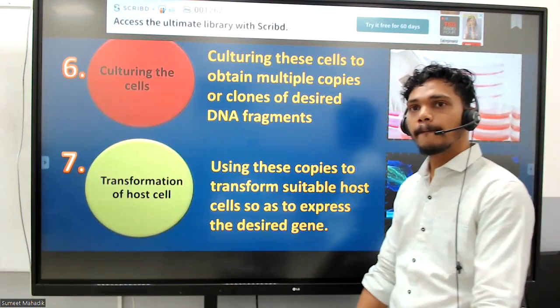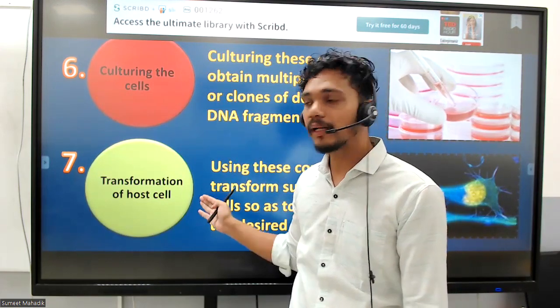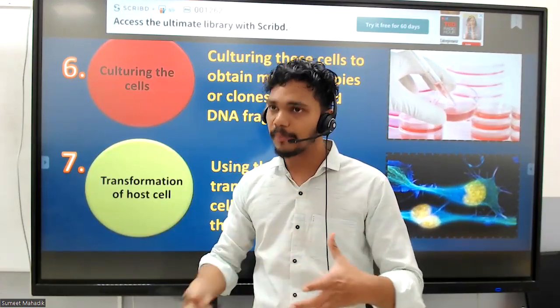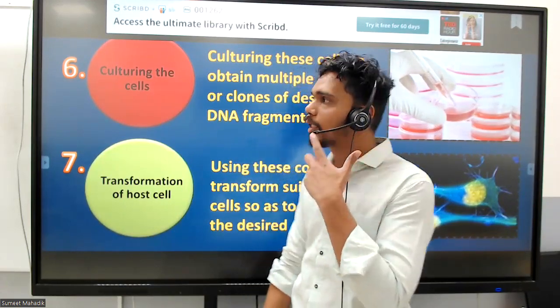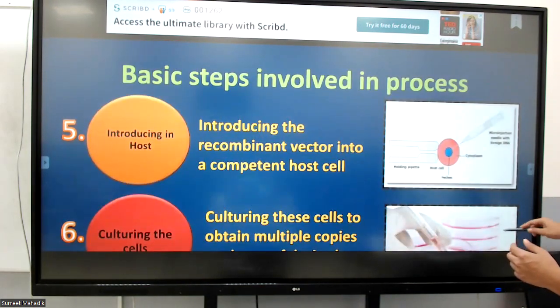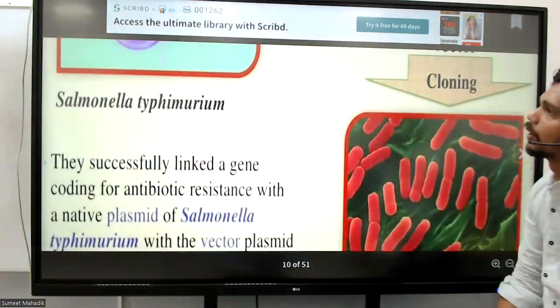What do you mean by express? Insulin is not yet prepared. It will be prepared just after the transformation. So the cell becomes mature, and at that time it is going to produce insulin. Is this point clear? Okay, let's go further.